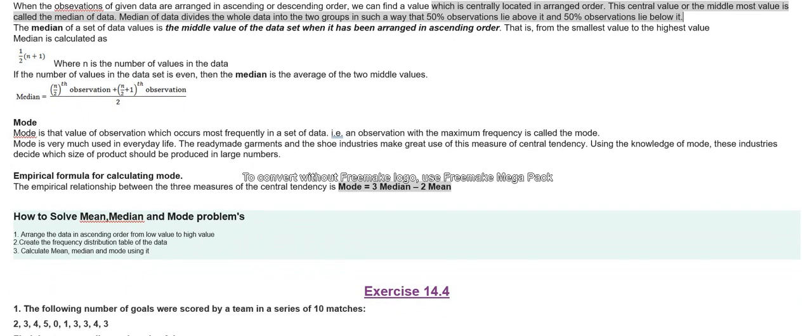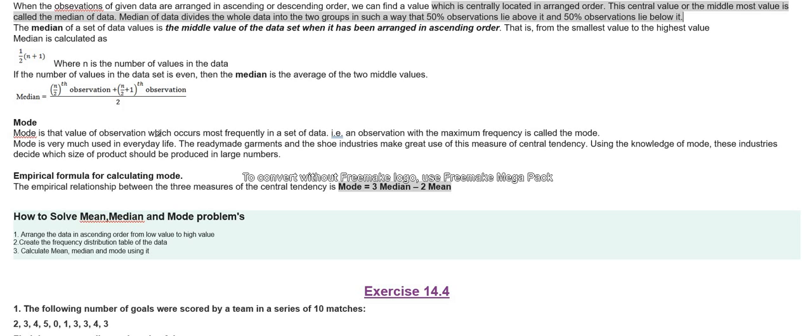Now the third measure of central tendency is the mode. The mode is the value of the observation which occurs most frequently in the set of data. If we find the frequency of the observations, whichever observation has the maximum frequency is called the mode.